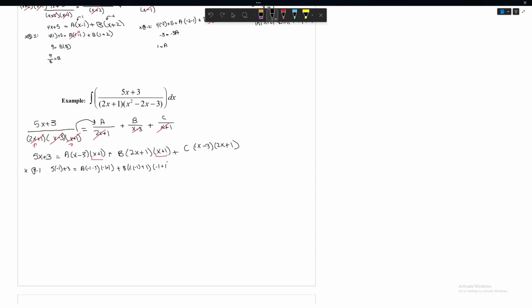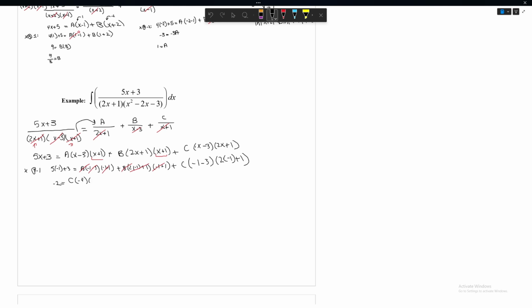All right. And you see what's left is my c. Let's see what cancels out. This goes to 0. Negative 1 plus 1 is 0. So this goes to 0, taking this out with it, and taking this out with it. Same thing here. All these will go away. And what I'll get is 5 times negative 1 is negative 5, and then plus 3 is negative 2, equals c times negative 1 minus 3, which is negative 4.